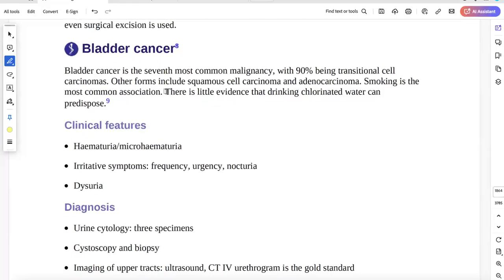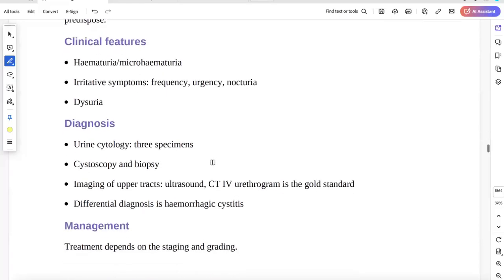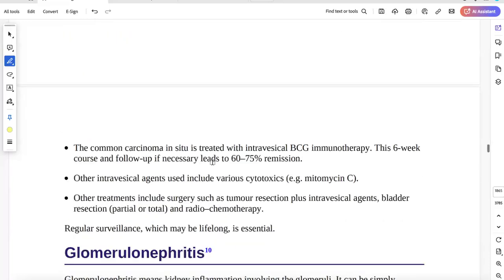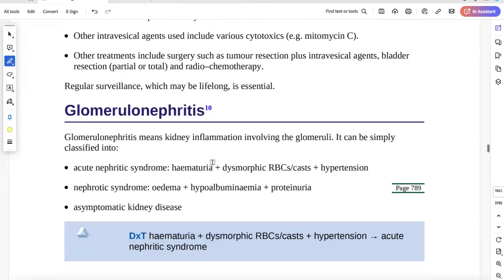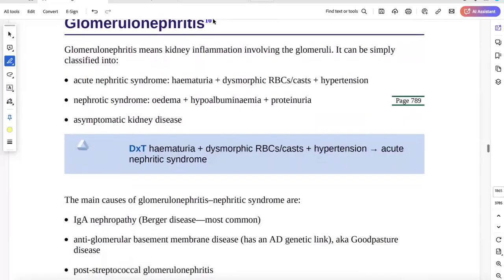Now, one of the causes of hematuria is bladder cancer. 90% is transitional cell carcinoma, and the main presentation is hematuria. So it's not needed to remember. The treatment doesn't come in the exam.